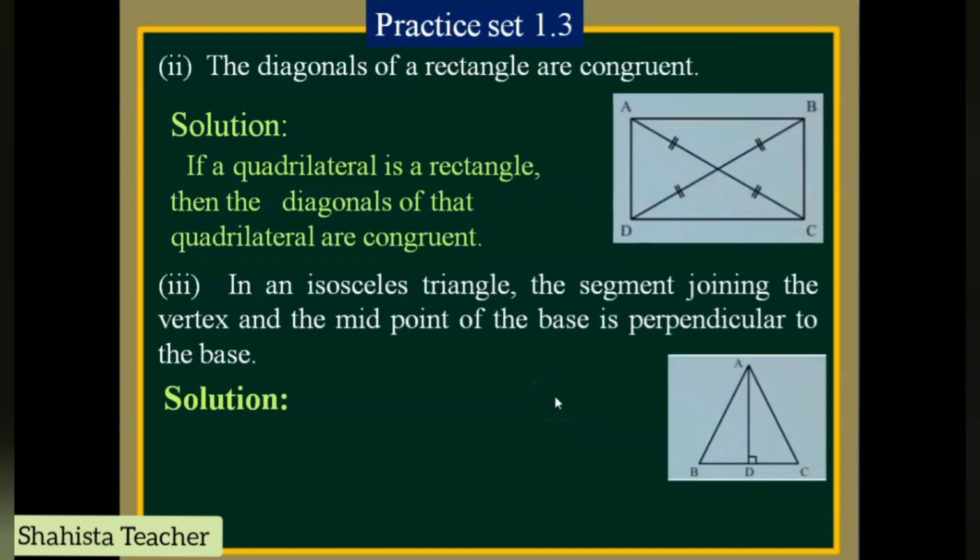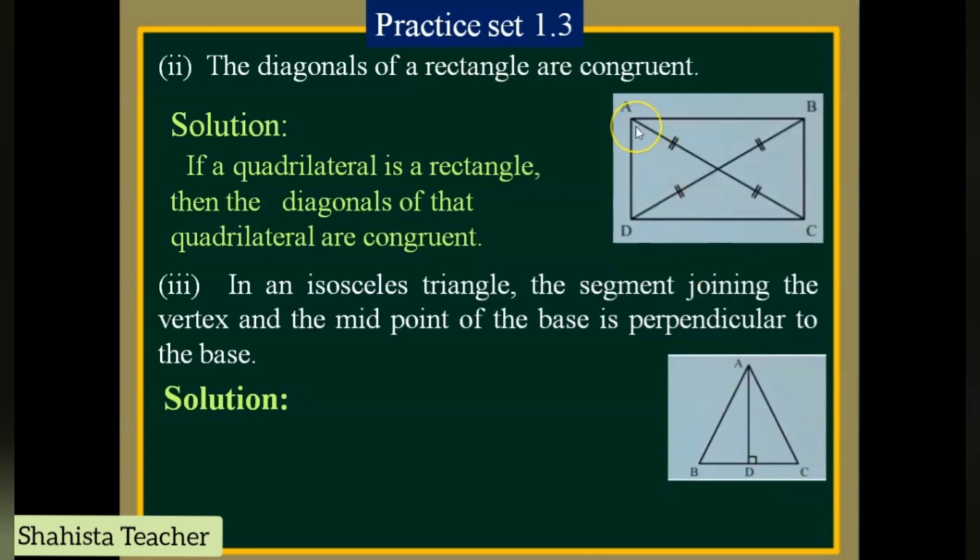So here we will write the statement. In an isosceles triangle, the segment joining the vertices. How many vertices are there? A, B, C. And the perpendicular is AD. Segment AD is perpendicular to segment BC. Is that clear? So here, if it is a triangle, which type of figure is it? It is a triangle. It is not a quadrilateral, because it has only 3 vertices. So vertices means what? Corner.